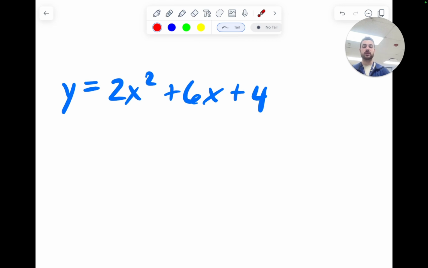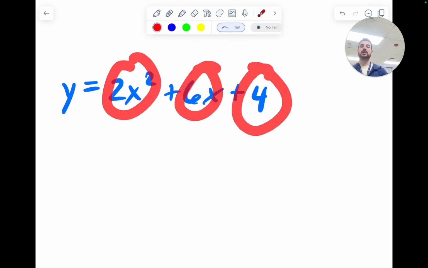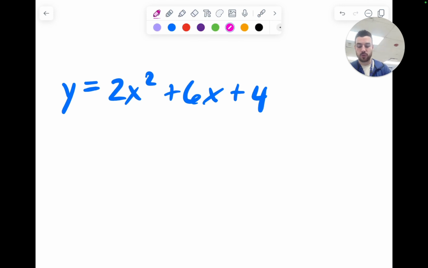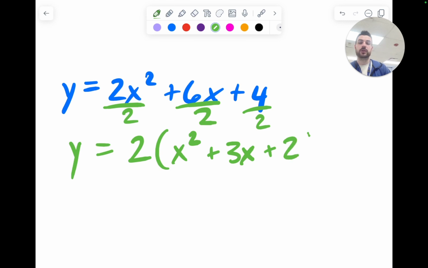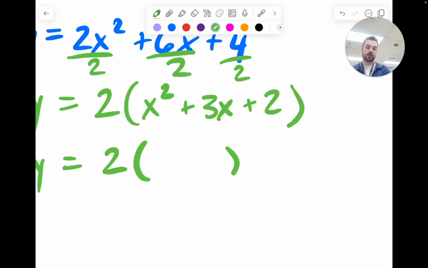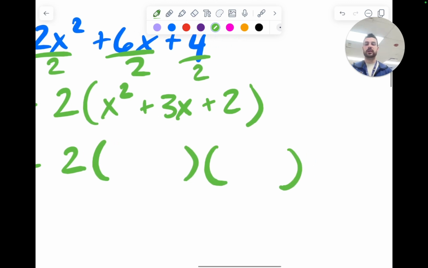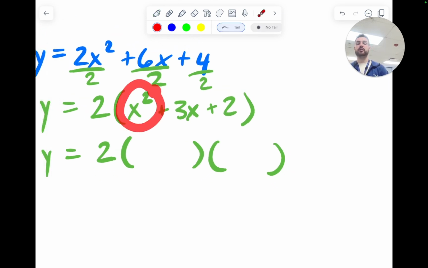For now in this unit, when that's the case, that tells you that each one of these coefficients should have something in common. So what we can do is we can divide the 2 to the front. And so if I divide everything by 2, I'll get x squared plus 3x plus 2. And now I've got that a value in front, which is 2. But now I can factor my quadratic trinomial here. That again has an a value of 1.